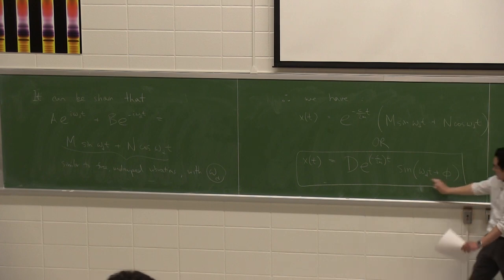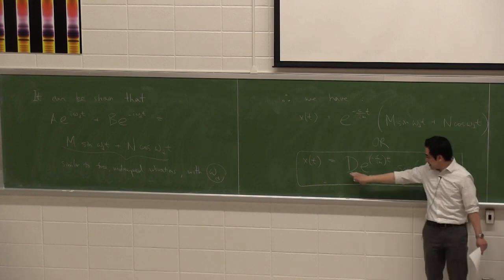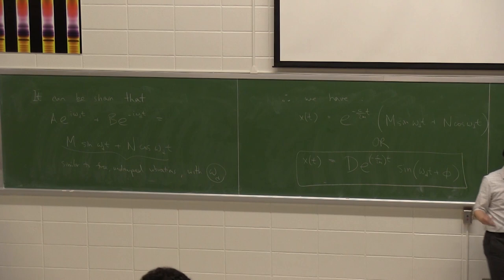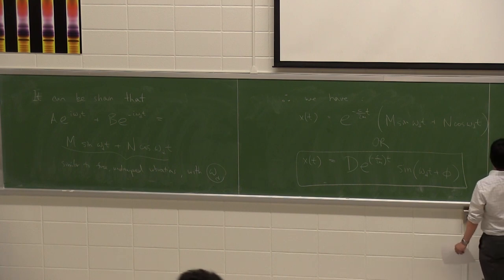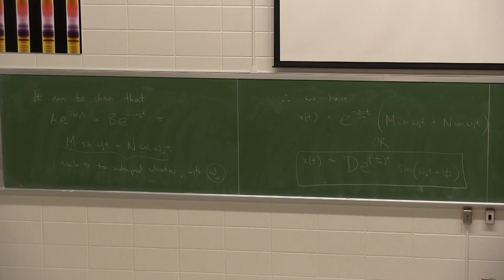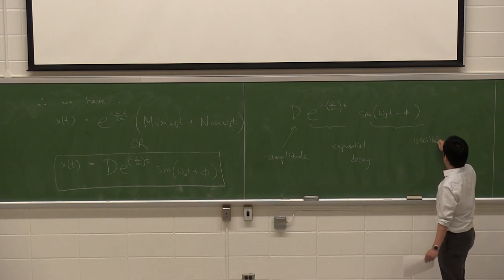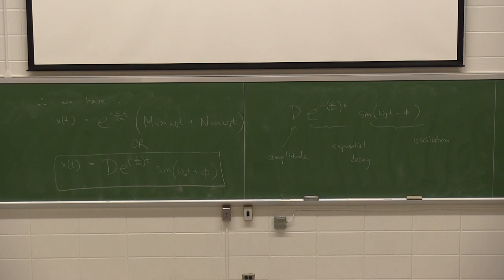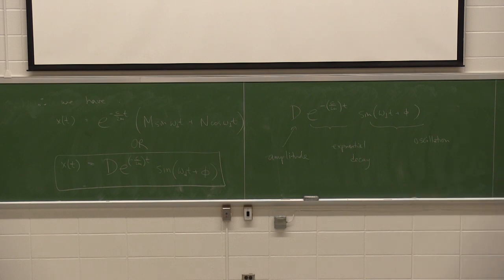And I'll remind you that things are looking very, very much like your undamped free vibration case in terms of the sine with the phase shift. The D is the amplitude. And this is the only difference. It's the exponential decay of the system. Okay? So I'll break this down for you further. Right, so we're going to say this one is our amplitude. And this is our oscillation. Right? Does that all make sense? So far, so good.